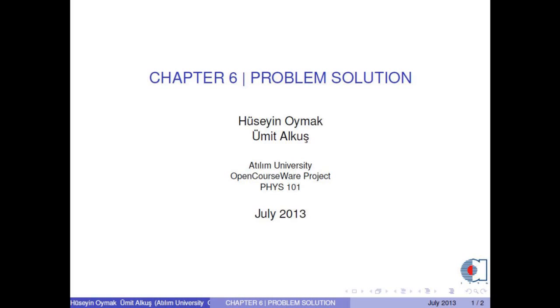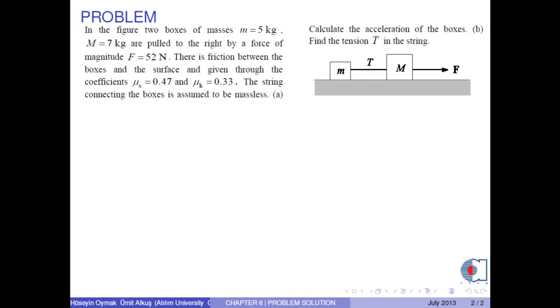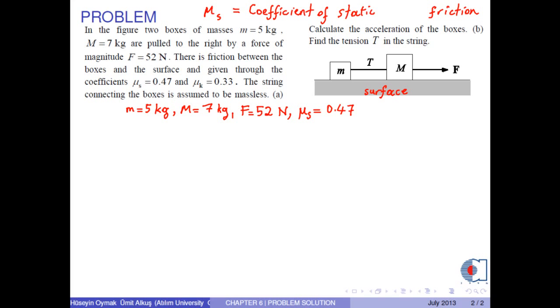In this video, we will solve one problem in chapter 6. In the figure, two boxes of masses m equals 5 kilograms and capital M equals 7 kilograms are pulled to the right by a force of magnitude F equals 52 newtons. There is friction between the boxes and the surface, given through the coefficients mu s equals 0.47 and mu k equals 0.33. The string connecting the boxes is assumed to be massless.